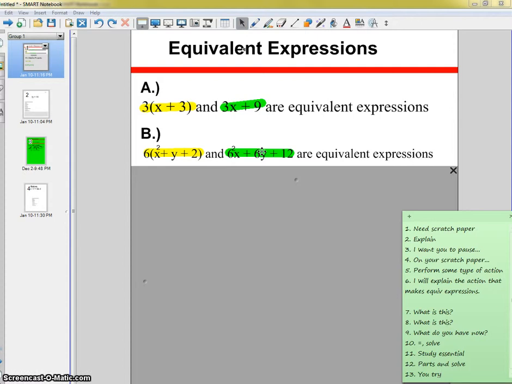Okay, well, I'm back. Hopefully you paused that video and tried that out. If you haven't done that and missed that cue, pause it right now and do what I've just said. Otherwise, right now I'm going to explain the action that makes the highlighted yellow expression equivalent to the highlighted green expression.